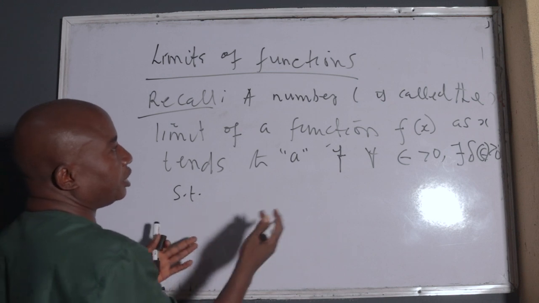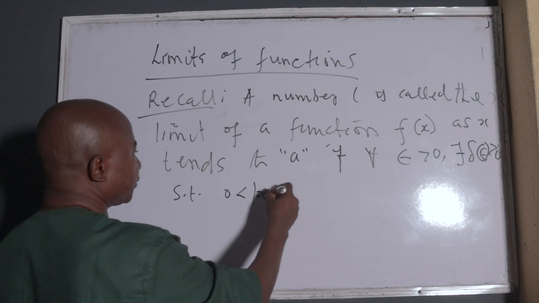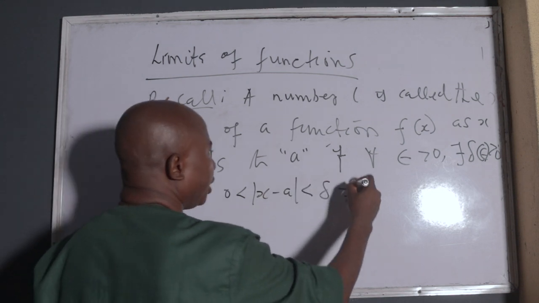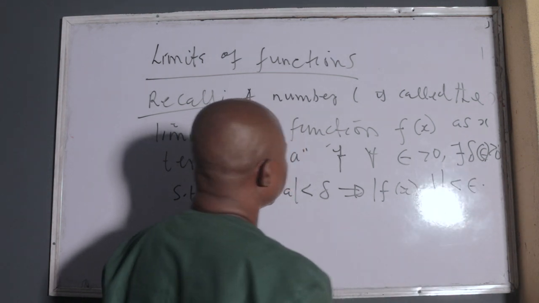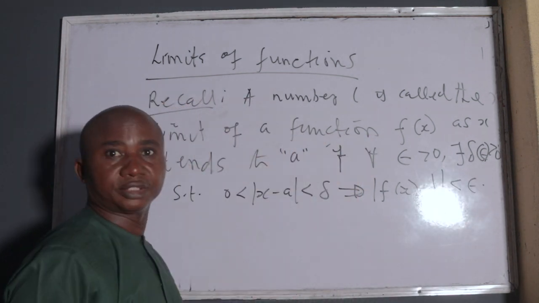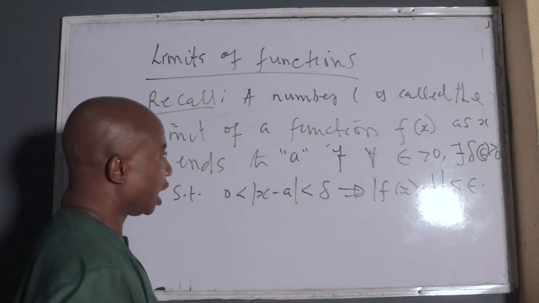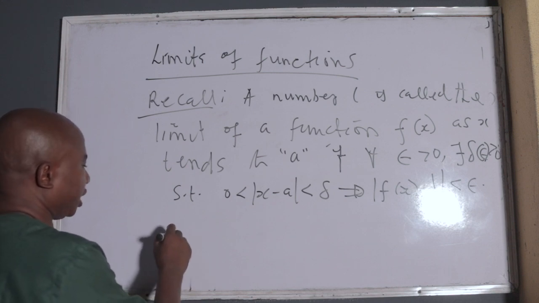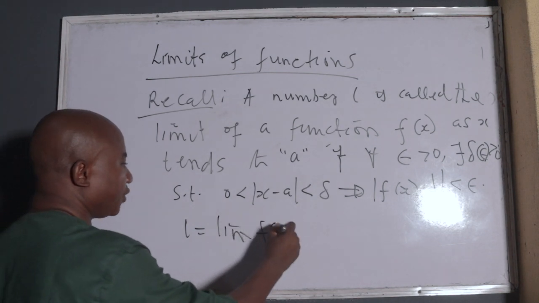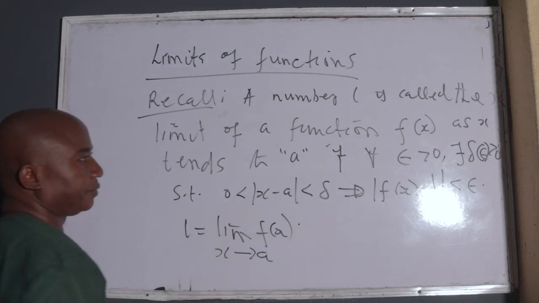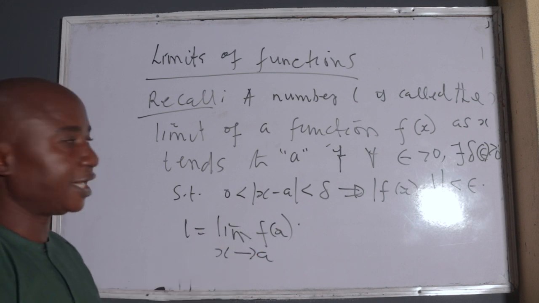for any element of the domain of the function f, anytime this inequality is satisfied, that means |f(x) - L| will be less than epsilon. So a number L that satisfies this inequality is what you call the limit of the function f at x. And then when this happens, we write this way. So we write that L is the limit of f(x) as x tends to a. That's what we call the limit of a function as x approaches the number a.